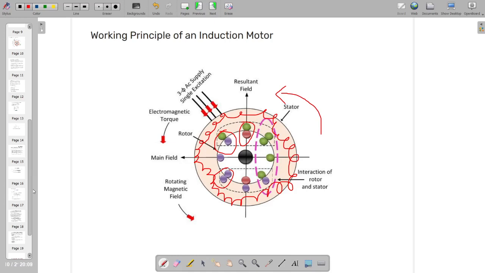Why does the rotor never run at synchronous speed? Because if the speed of the rotor were equal to the synchronous speed, there would be no relative motion between them. Because of this, there would be no induced EMF in the rotor conductor and zero current would develop in it. Without current, torque is also not produced. Because of this reason, the rotor never rotates at synchronous speed. The speed of the rotor is always less than the speed of the rotating magnetic field.